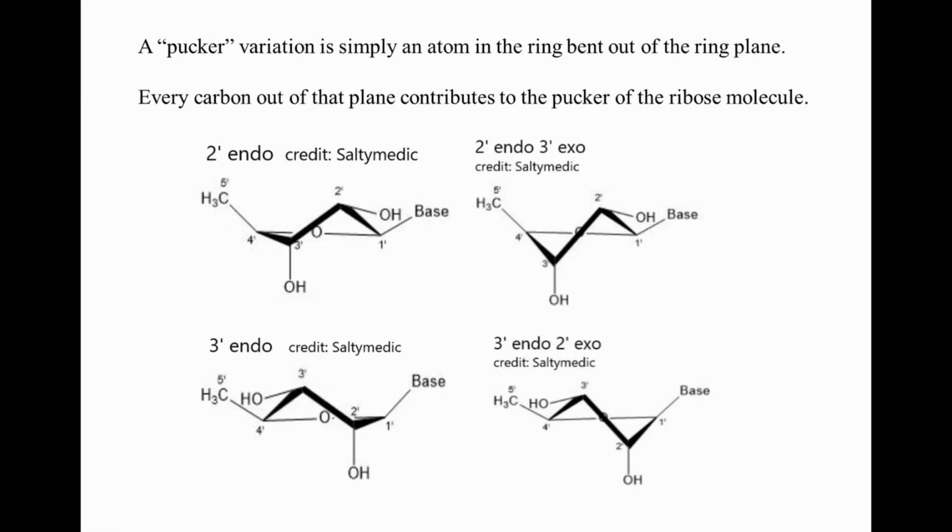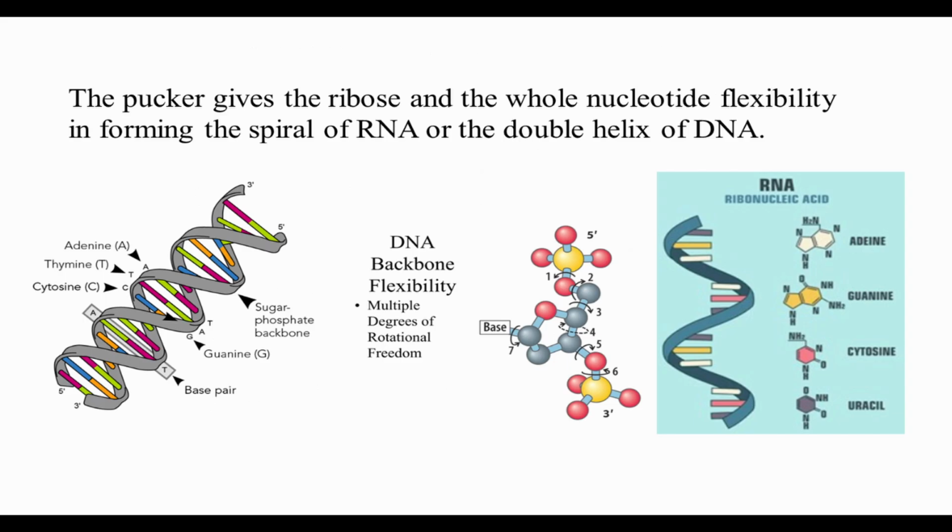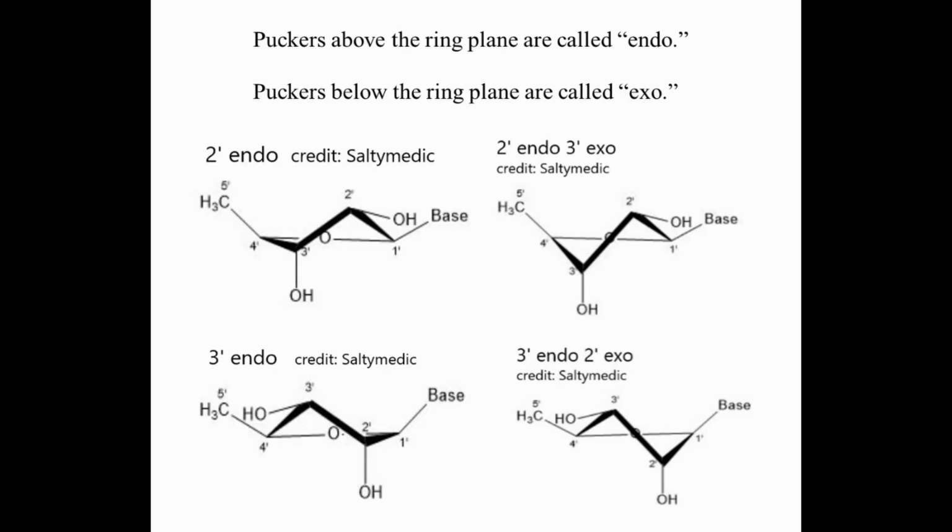A pucker variation is simply an atom in the ring bent out of the ring plane. The plane of the ribose ring is defined by the plane of the 2 carbons bonded with the oxygen atom. Every carbon out of that plane contributes to the pucker of the ribose molecule. There are an infinite number of angles the other atoms can form with the ring plane. The pucker gives the ribose and the whole nucleotide flexibility in forming the spiral of RNA or the double helix of DNA. Puckers above the ring plane are called endo. Puckers below the ring plane are called exo. Some examples of pucker are pictured in the figures.